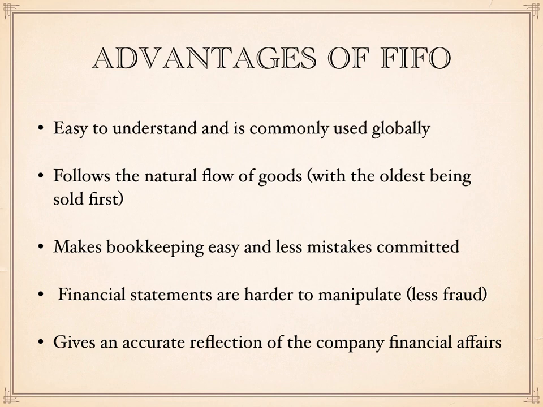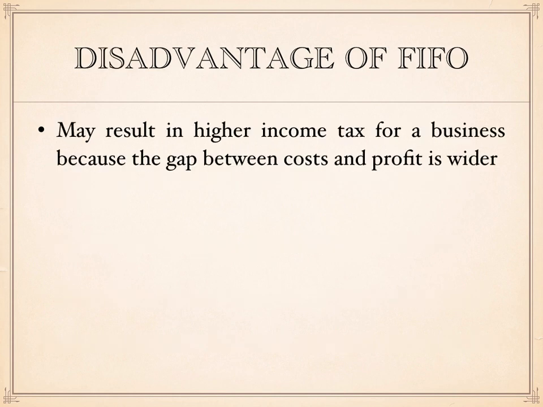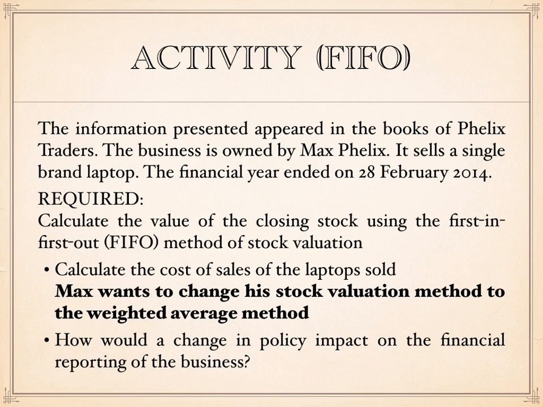When it comes to disadvantages, we can think of one. It may result in higher income tax for a business because the gap between costs and profit is usually higher. So this disadvantages a business in that it will have to pay more tax than it will with weighted average. Let's do an activity on FIFO method.